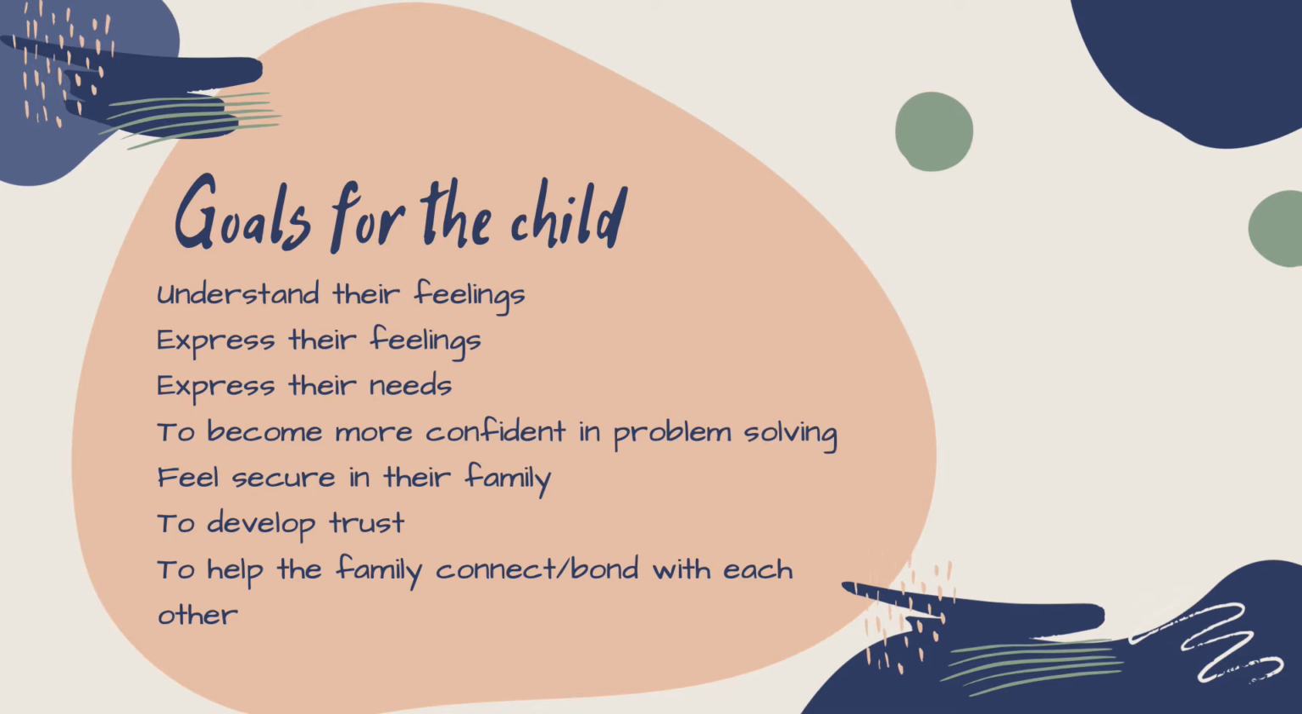As with any form of therapy, goals are identified for all parties involved in the process. Firstly, when we are looking at the goals for the child, we want the child to be able to understand their feelings and to be able to confidently express their feelings as well as their needs. We want the child to become more confident in problem solving and to feel secure within their family, as well as to develop trust and to help the family connect or bond with each other.